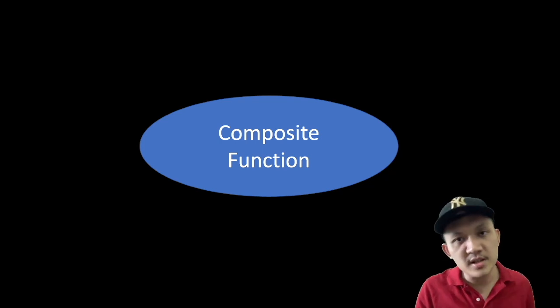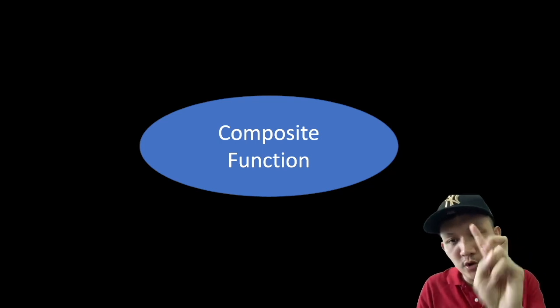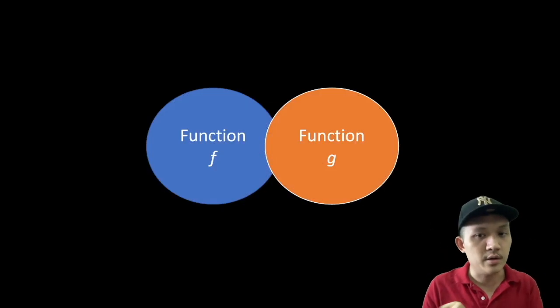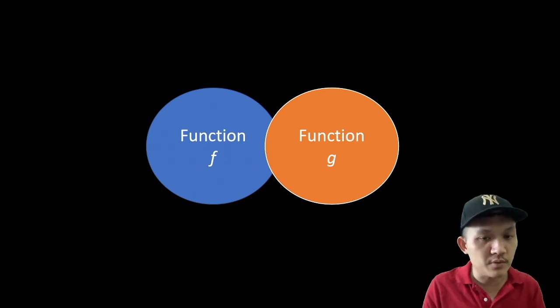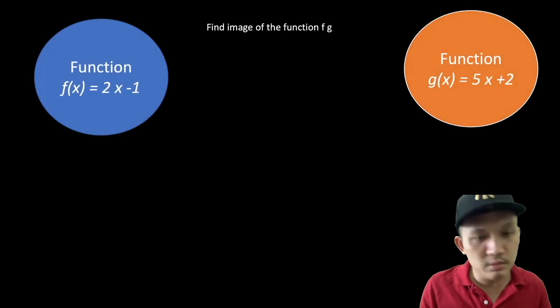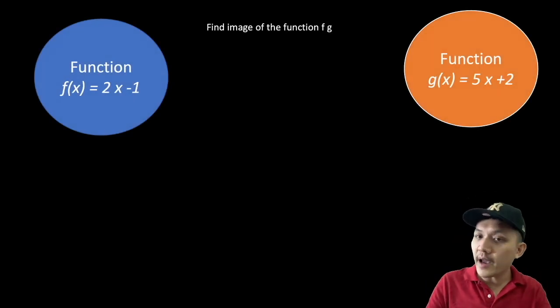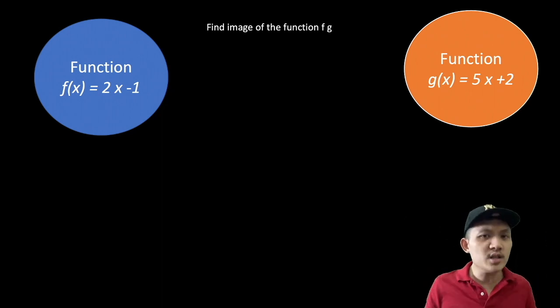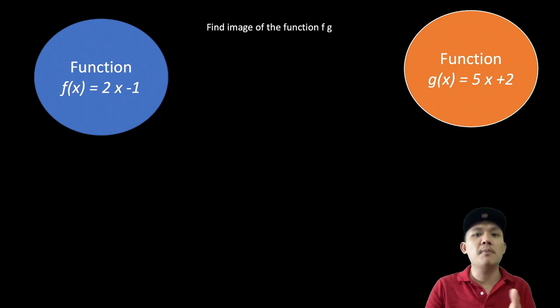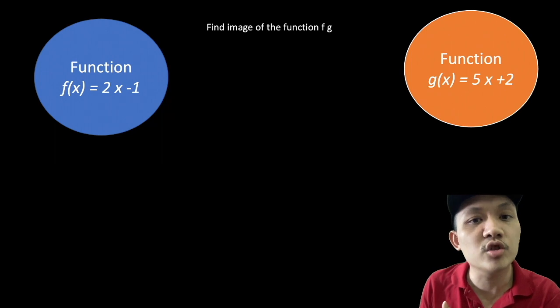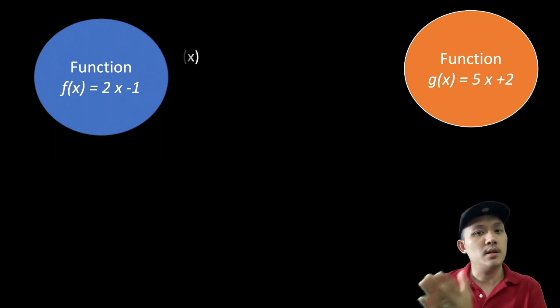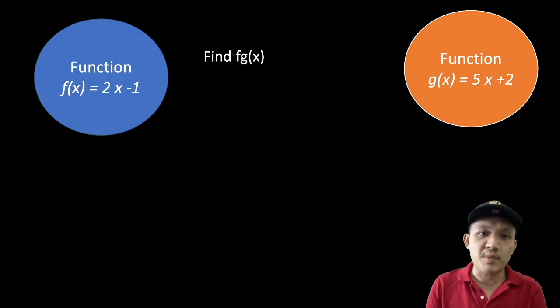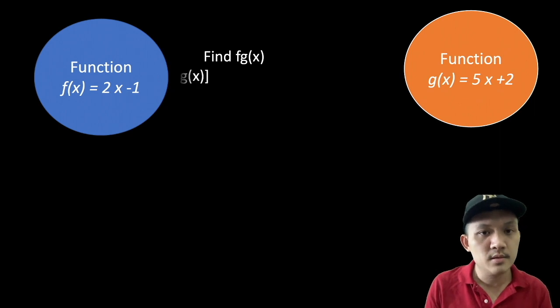Composite function, as the name suggests, is comprised of two functions. We have f and g. Let's define them: f(x) is 2x minus 1, and g(x) is 5x plus 2. The question given is, find the image of the function fg. Simply put, it is basically find fg(x).